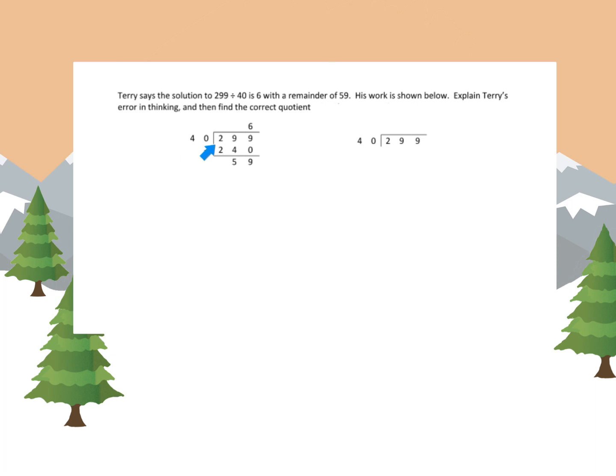So Terry did a division problem here where he divided 40 into 299. It went in 6 times, and then he subtracted that answer and came up with a remainder of 59. Now we already know 40 can go into that one more time at least, right? So we're going to check that out. So as Terry was saying, 40 times 6 was 240. Remember skip counting, we counted by 40s, we'd know one more 40 times 7 was 280.